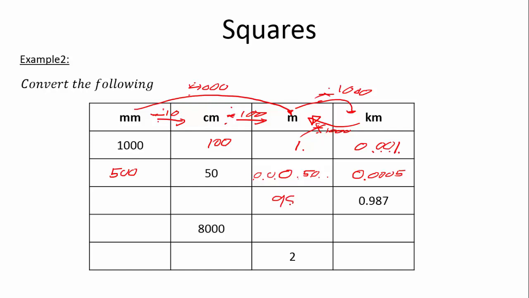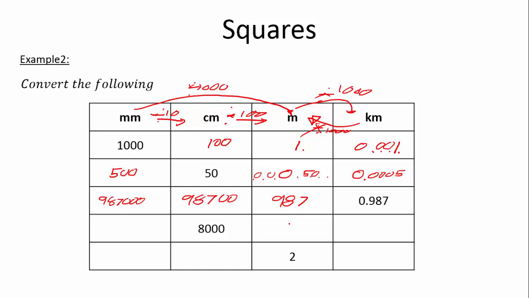Okay, 0.987 kilometers. Okay, that's quite easy. You know that that's 987 meters. We times by 100, 987 times by 100 is centimeters. And 987 times another 10 is 987,000 millimeters.